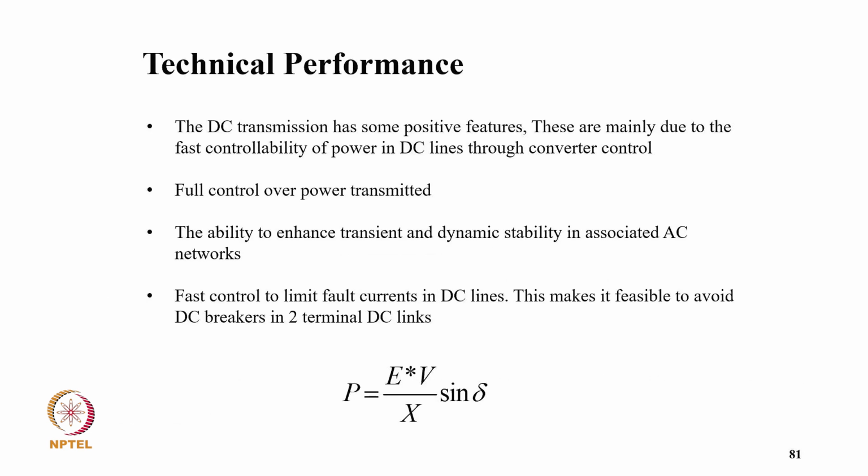Now coming to technical performance, DC transmission has some positive features, and these are mainly due to the fast controllability of power in the DC line through converter control, and the full control over power transmitted, and the ability to enhance transient and dynamic stability in the associated AC network, and the fast control to limit the fault current in the DC line. This makes it feasible to avoid the DC breaker in a two terminal link.